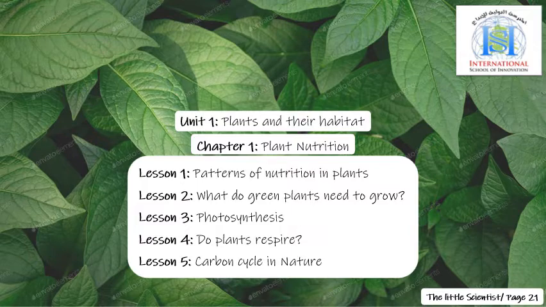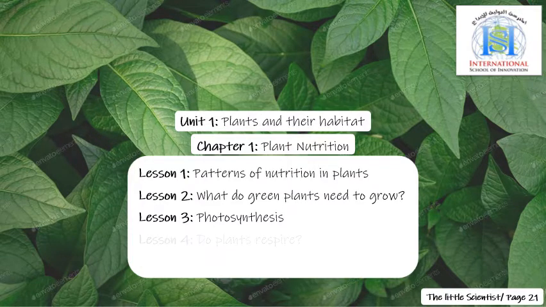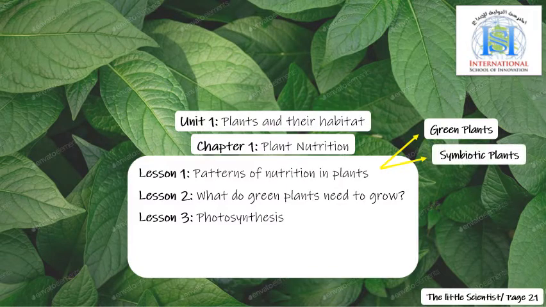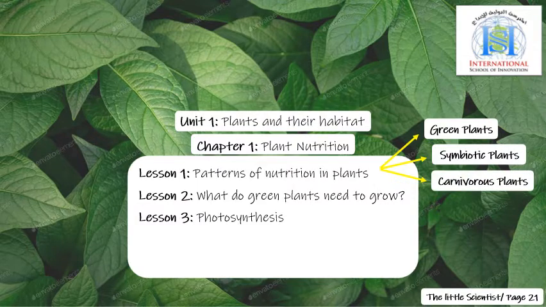So, this is our fourth science online lecture, and in this lecture, we'll keep talking about plants. In the previous lectures, we talked about patterns of nutrition in plants, and we said that there are three different ways plants use to get the food they need. Green plants make and produce their own food, and for this reason we call them producers or autotrophs. Symbiotic plants need the help of other organisms, and carnivorous plants are plants that consume animals.